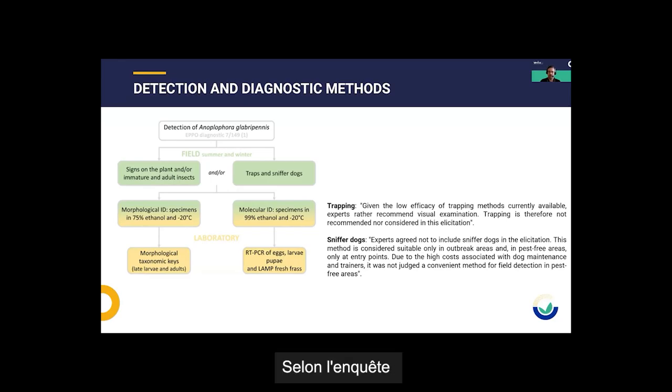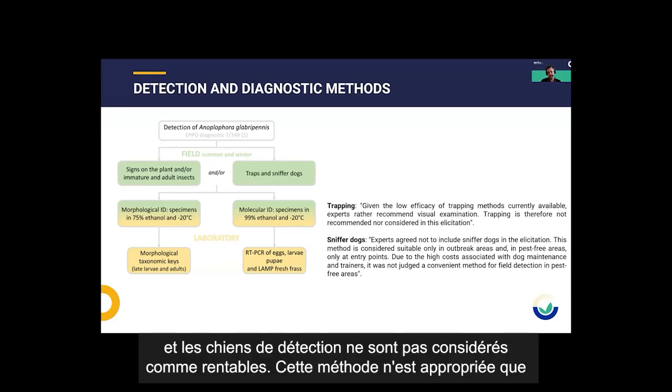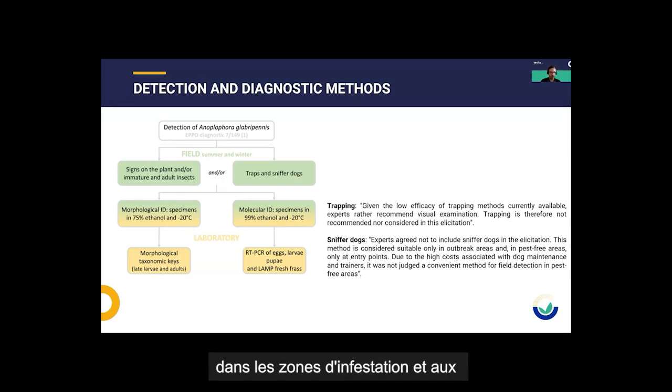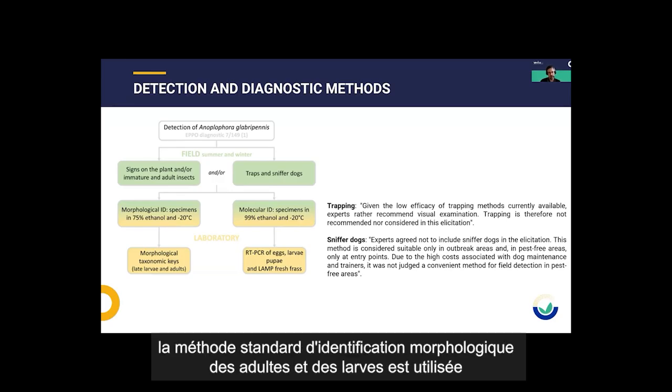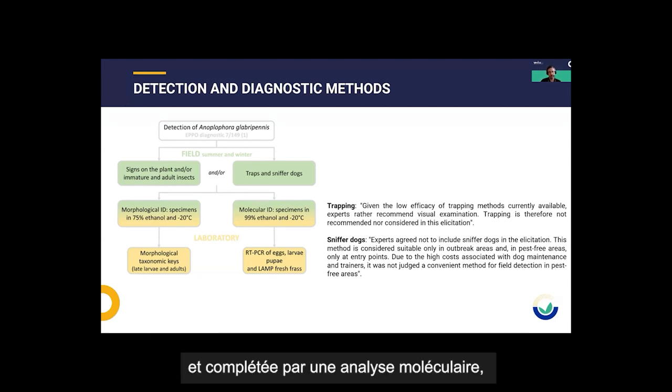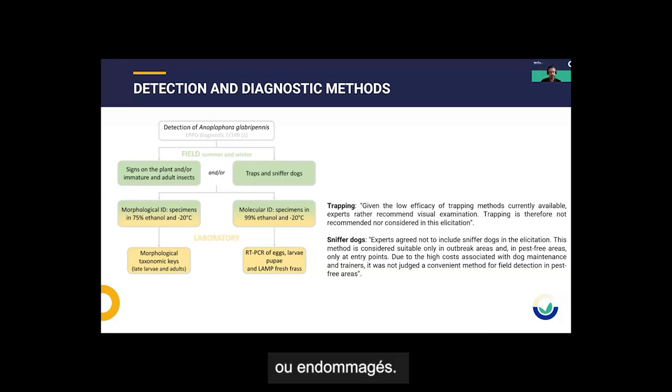According to EFSA elicitation, agreed with experts, trapping with lures has low efficacy, and sniffer dogs are not considered cost-effective, being suitable only in outbreak areas and at entry points in pest-free areas. For diagnosis, morphological identification of adults and larvae is the standard method, complemented by molecular analysis, which provides a reliable confirmation, especially for frass and when specimens are immature or damaged.